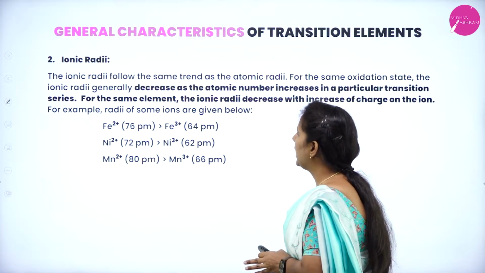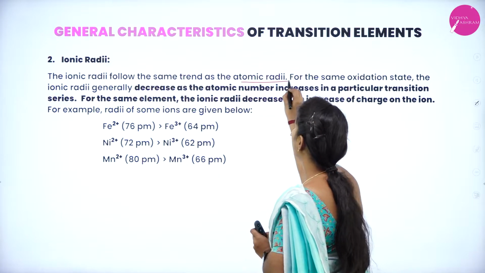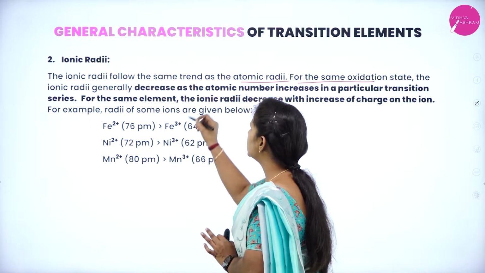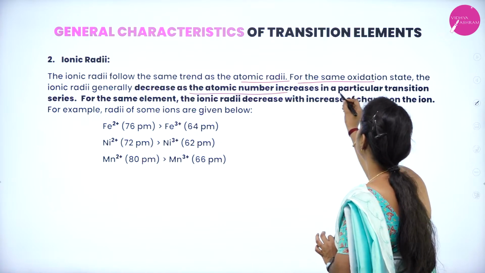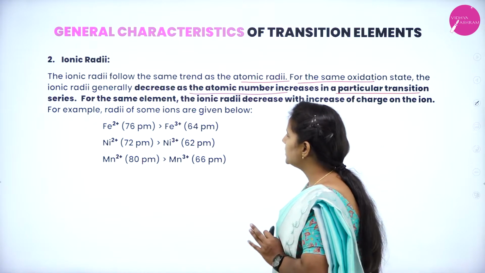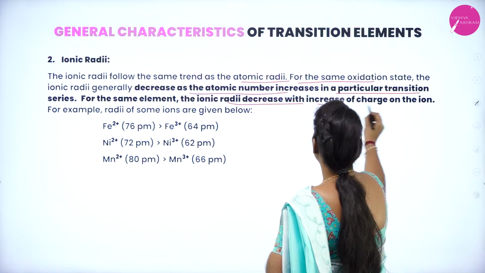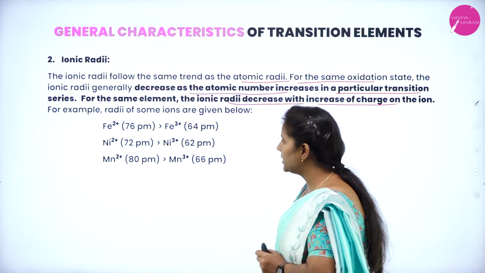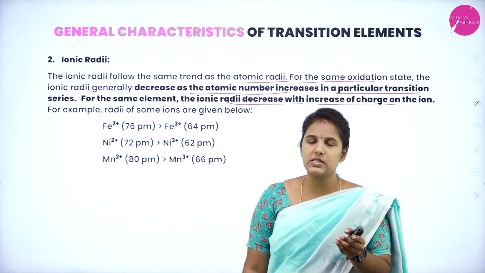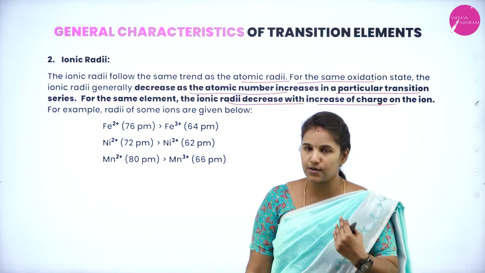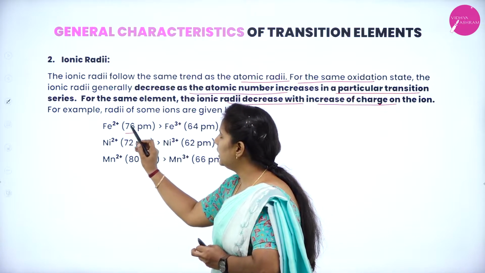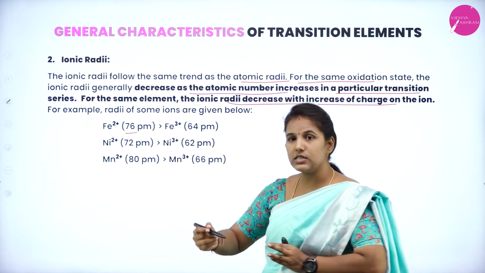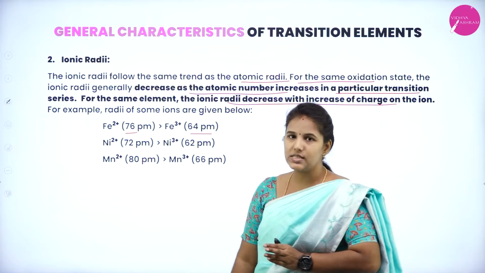The ionic radii follow the same trend as that of the atomic radii. For the same oxidation state, ionic radii generally decrease as the atomic number increases in a particular transition series. For the same element, ionic radii decrease with increase in the charge of the ion. We can understand this by taking the example of iron. Iron exists in a +2 oxidation state as well as a +3 oxidation state. If the oxidation state of iron is +2, then the ionic radius is 76. If it exists in a +3 state, it decreases to 64.